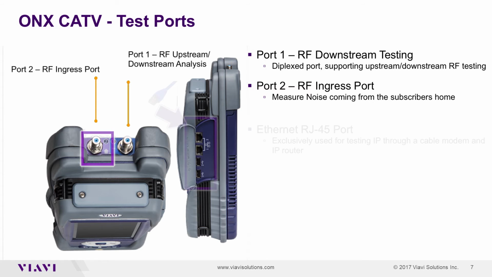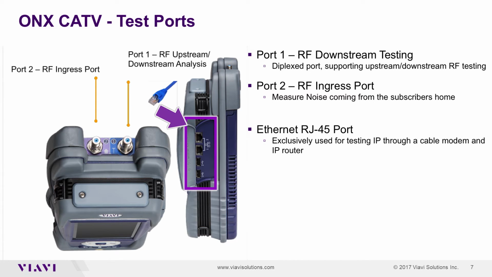On the right-hand side of the unit, under the rubber flap, are two Ethernet RJ45 ports. These two ports are used to test Ethernet and IP connectivity and QoS on the drop side of the cable modem or through an IP router.